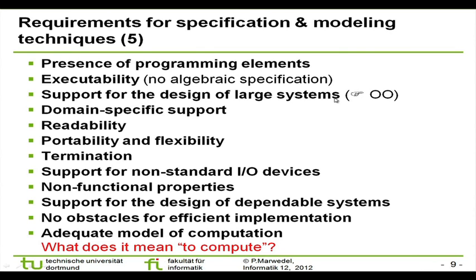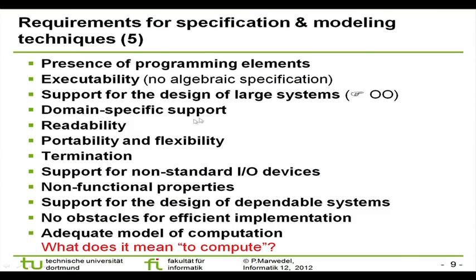Support for the design of large systems, like object orientation or different levels of abstraction. Object orientation also does provide you the abstraction. Specific domain support. The specification must be readable, goes without saying. Portability. Termination must be specified. Now, it should be easily implementable and there should be an adequate model of computation.